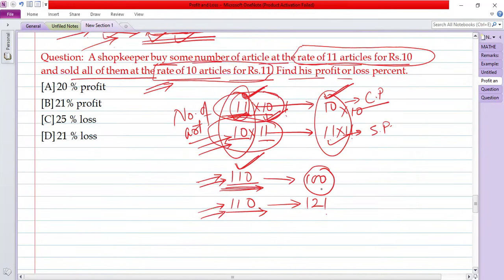So here the difference. So this is the total cost price, and this is the total selling price. The difference is 21. This is the profit amount, divided by the total cost price, 100. So this gives us 21%, means 21% profit. Please try to understand what is the meaning of buying or selling a number of articles at a particular amount.